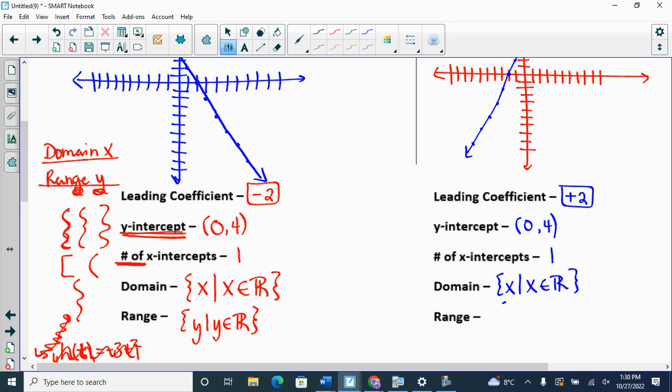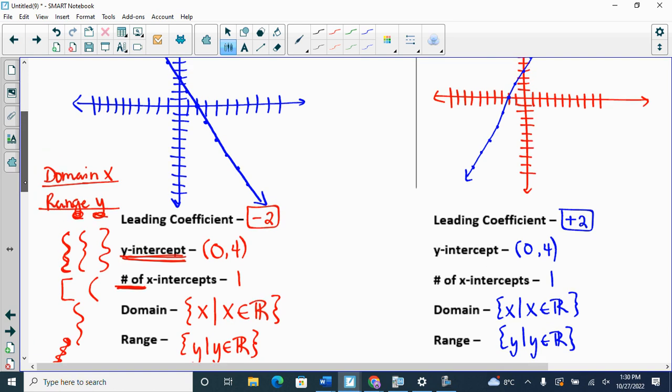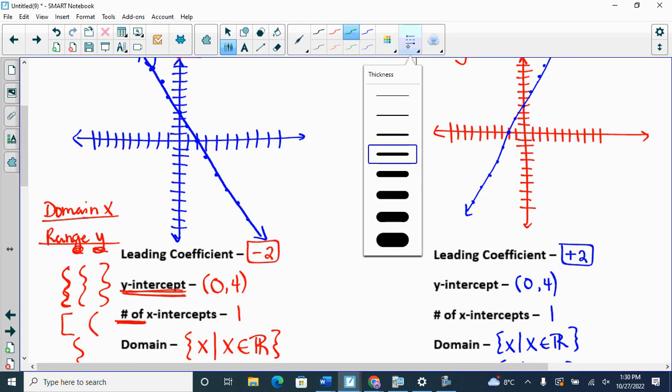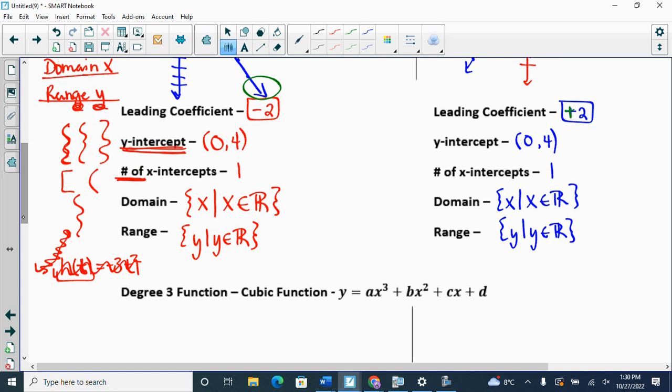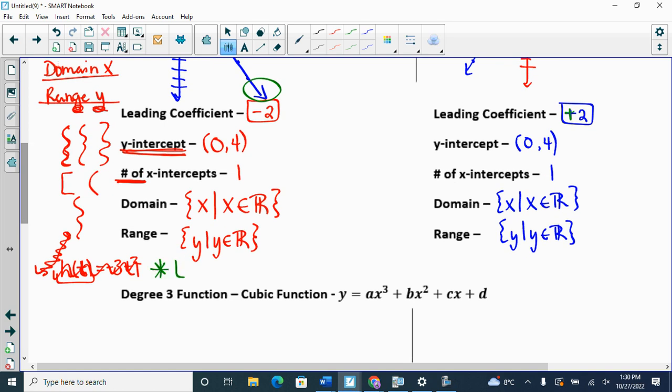Now, what I want to draw your attention to is your leading coefficient tells you how it ends on the right. So if you look at this one, it has a negative leading coefficient. Do you see that? And it's ending what on the right? Down. Do you see that? This one has a positive leading coefficient. Do you see that? How is it ending on the right? Up. It was ending up on the right. So not only does your constant tell you your y-intercept, your leading coefficient tells you how it ends on the right. I'm going to leave that as a little note. And we'll talk about that more tomorrow.